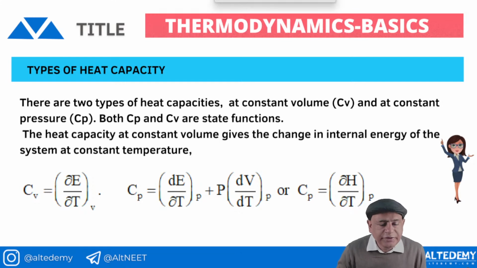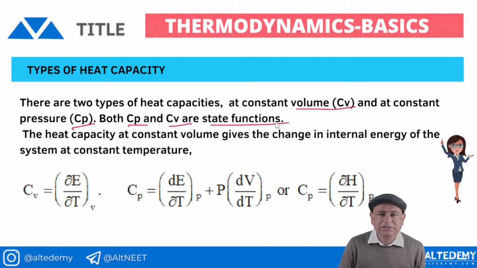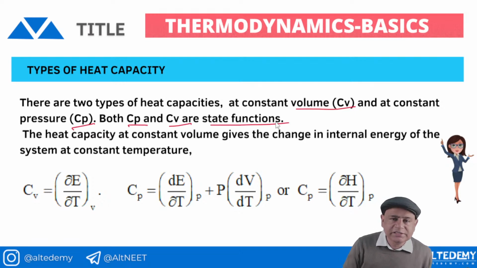How many types of heat capacity do we have? There are 2 types of heat capacity. Heat capacity at constant volume, we call this CV. And heat capacity at constant pressure, we call this CP. Both CP and CV are state functions. State functions are those functions which depend on the initial and final state. The heat capacity at constant volume gives the change in internal energy of the system at constant temperature.